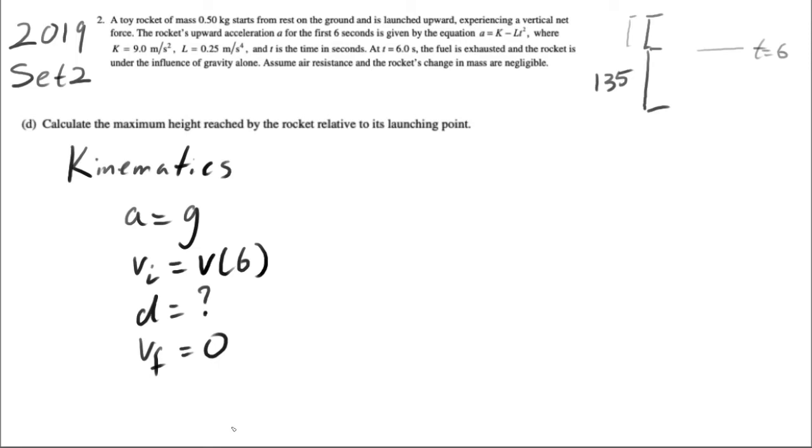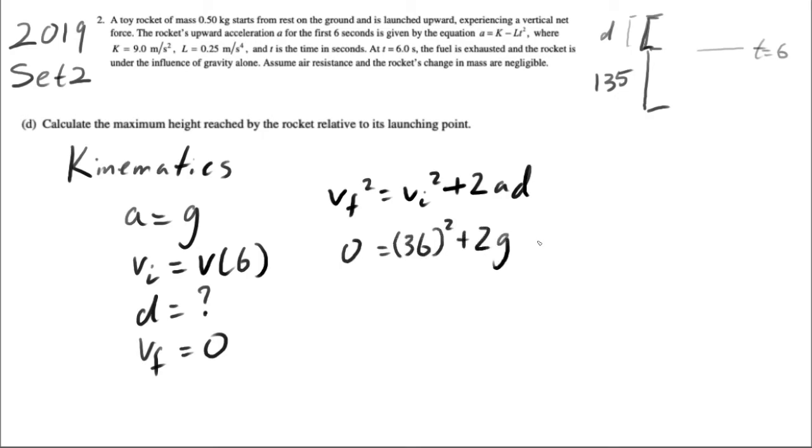So using these 4 variables, we can use the kinematic equation Vf squared equals V initial squared plus 2AD. And keep in mind, this D will only help us find this value D. We still need to add the 135 meters to get the actual answer of maximum height. So plug in the values to get that 0 equals V initial, which we found in part B, 36 squared plus 2GD.